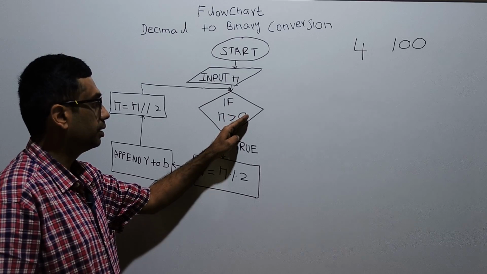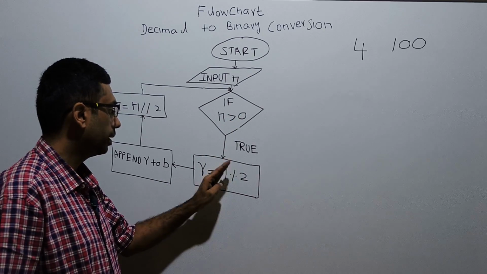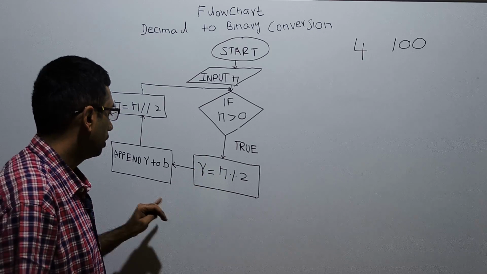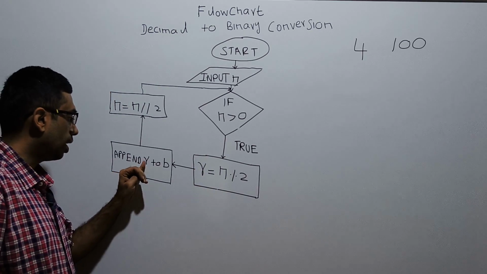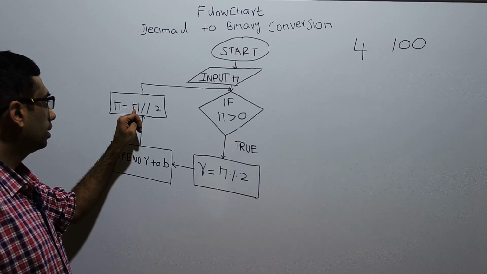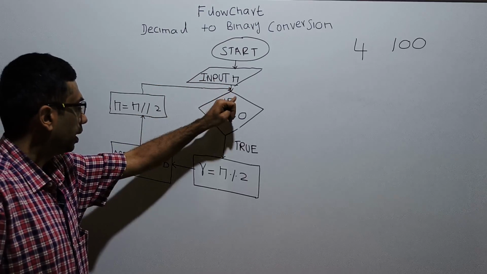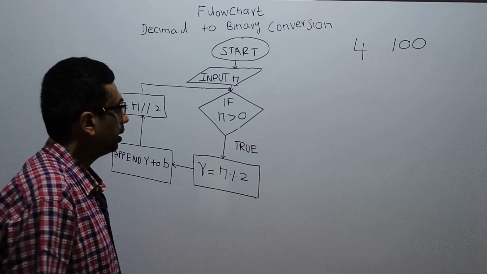Again check if n greater than 0 and n modulo 2 will be performed. The remainder is stored in the variable r and the value of variable r gets appended to the variable b. Then n equal to n double slash 2. So the loop will go on until n is no longer greater than 0.